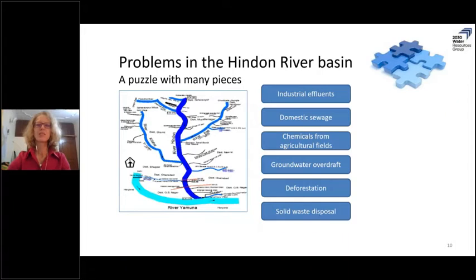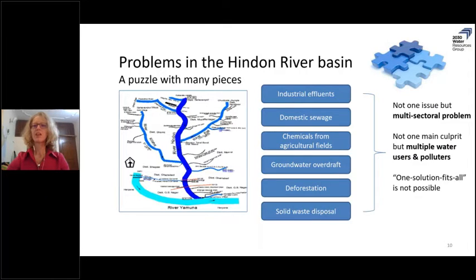As with many basins, it's just an example where we can see the complexity of the multiple issues to be addressed. It's a puzzle with many pieces, and you can see that there are problems with industrial effluent in the basin, domestic sewage flowing untreated into the water system, chemicals from agricultural fields as runoff in the water system, groundwater which is overdrafted for irrigation and other purposes, and deforestation, which Meesha also touched upon. The green cover in the basin is said to be reduced to around 3%, whereas the norm would be 30% to have a healthy ecosystem. Solid waste disposal is also a large problem. A lot of the solid waste and plastics still end up in water bodies.